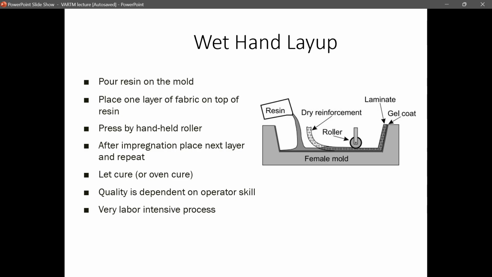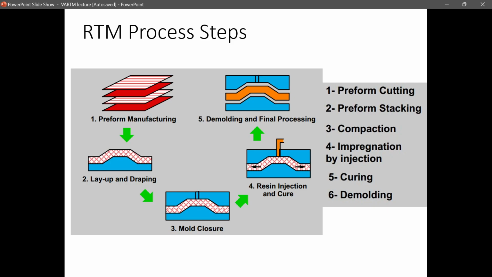The problem with the wet hand layup is that you have to be very masterful. Essentially, you have to know this very well. You have to be a very skillful person to be able to make a good composite plate, because it depends a lot on how you use the roller, how you impregnate the fabric with your resin. So to fix that dependence on the operator, they came up with the RTM process.